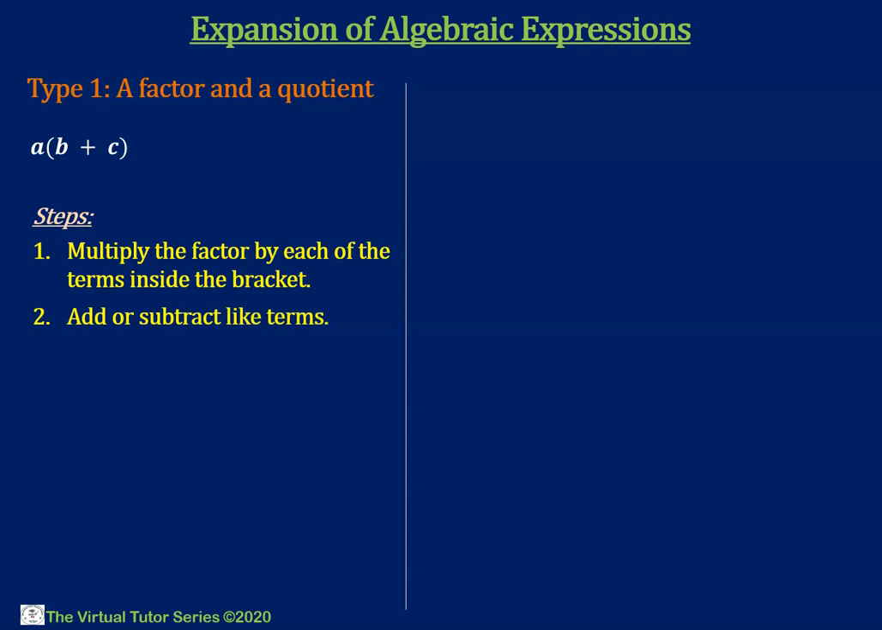Now, back to the expression a into bracket b plus c, bracket closed. We distribute a over b and c. So we have a times b plus a times c. a times b is ab and a times c is ac. So we have ab plus ac.